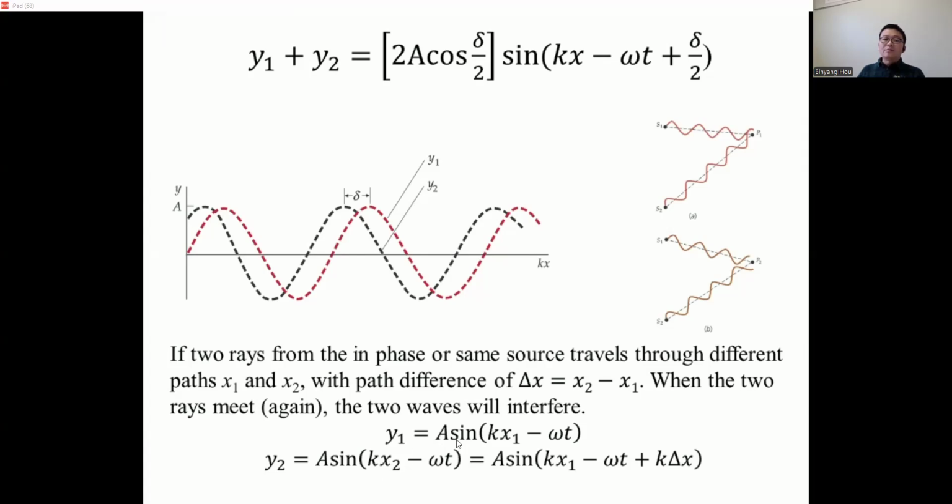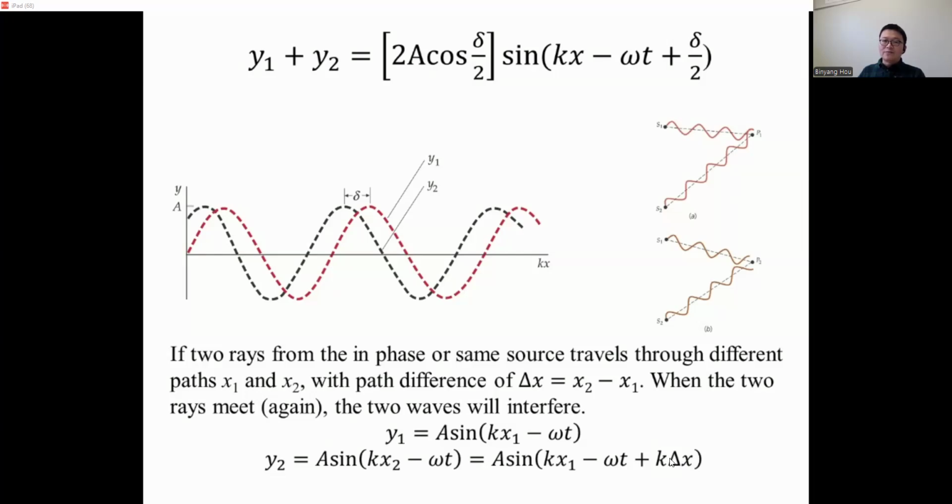Now, this second wave function can be written similar to wave one, kx1 minus omega t in the sine argument, but plus k delta x, where delta x is x2 minus x1. So there's only this term, which will be the phase difference of these two wave functions, k delta x. Now, if k times delta x is equal to 2 pi, then these waves are the same when they arrive. If they differ by k delta x equal to pi, then they will cancel out.